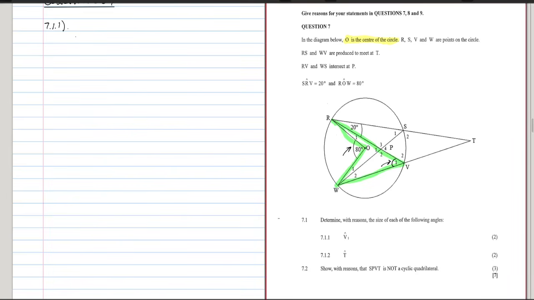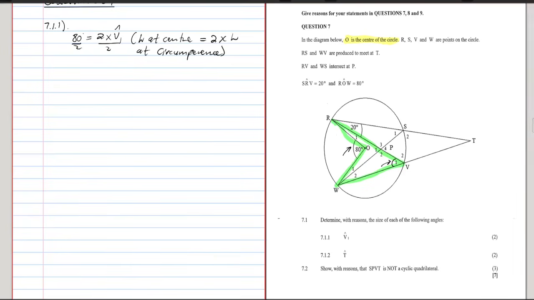So this 80 is equal to 2 times V1. Reason: angle at center equals 2 times angle at circumference. And then we're going to divide both sides by 2. Therefore, V1 becomes equal to 40 degrees.